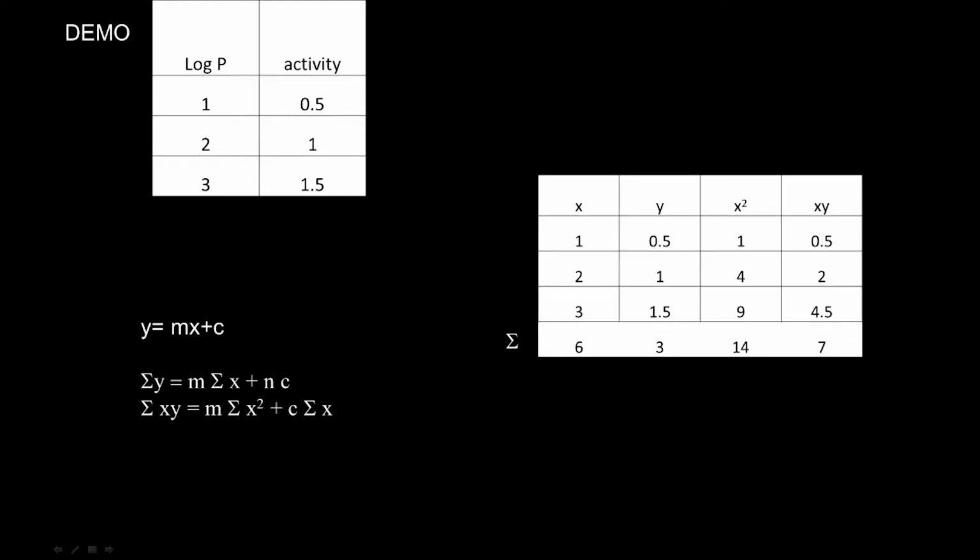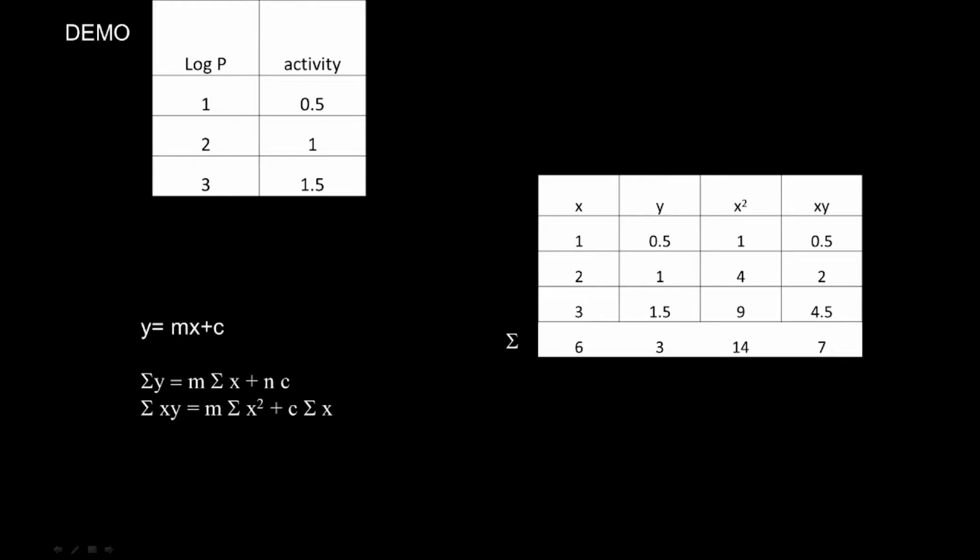So what do we do? X is equal to 1, 2, 3, y is 0.5, 1, 1.5. So we need x square, right? So x square is 1 into 1, 1, 2 into 2, 4, 3 into 3, 9 here. We need this here, xy. Xy is equal to 1 into 0.5 is 0.5, 2 into 1 is 2, 3 into 1.5 is 4.5. So we are trying to do the summation. Summation of x is equal to 1 plus 2 plus 3, that is 6. Summation of y is equal to 3. Summation of x square is 14. Summation of xy is equal to 7. So now we can substitute here.